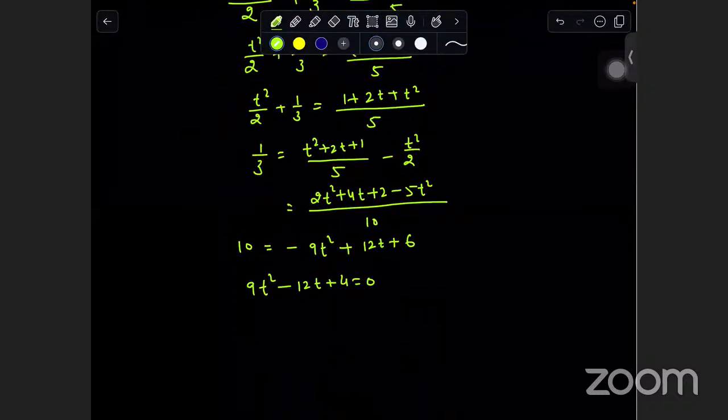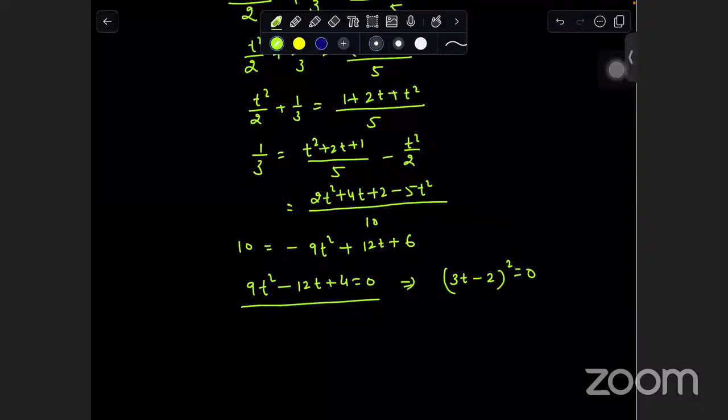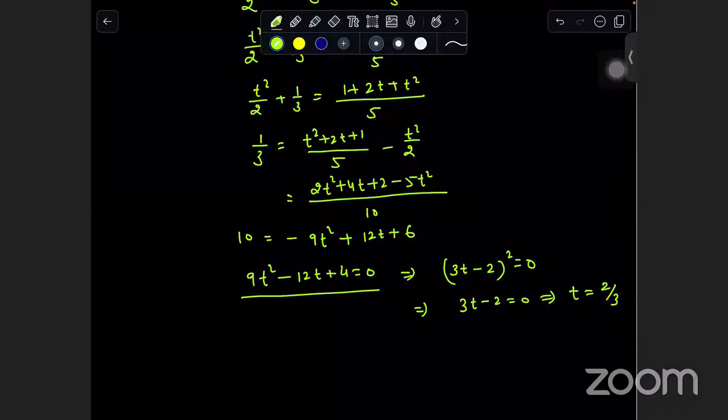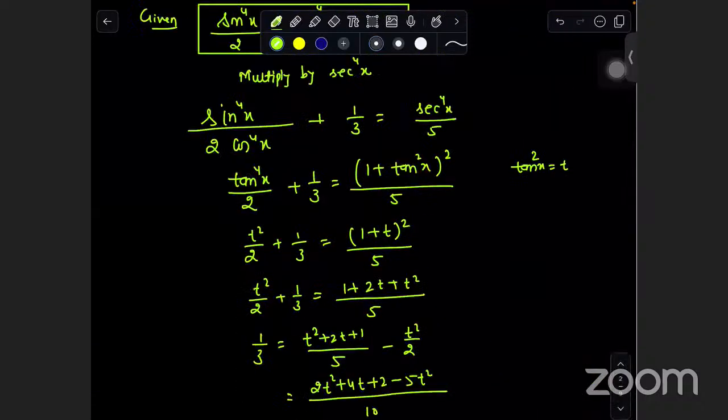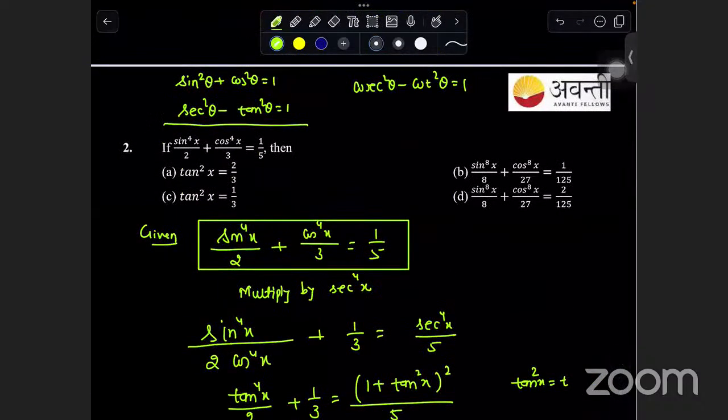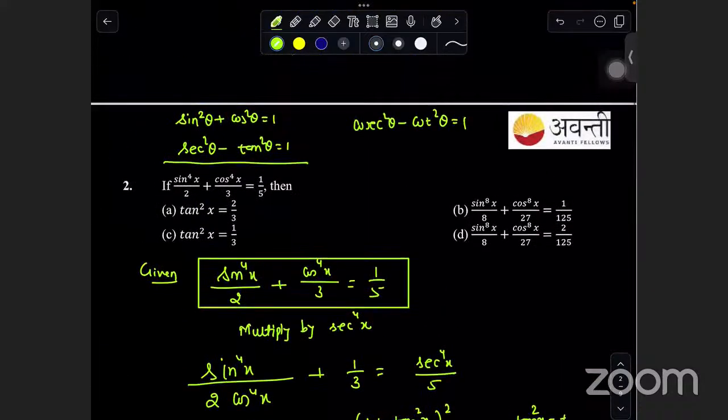So you got this equation. Does it not mean that 3t minus 2 whole square is going to be 0? If this perfect square is 0, this implies 3t minus 2 is 0, which implies t is 2 by 3. Now what did you assume as t? tan square x is 2 upon 3. This is one of your answers. tan square x is 2 by 3.